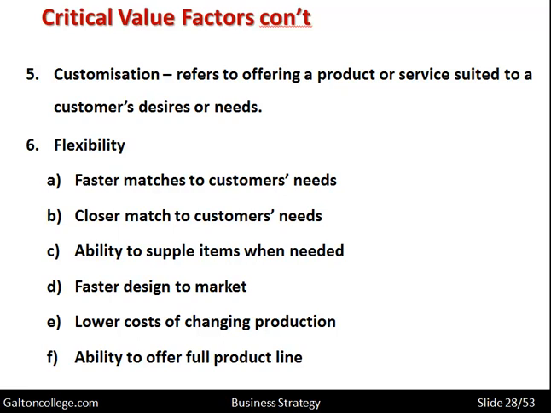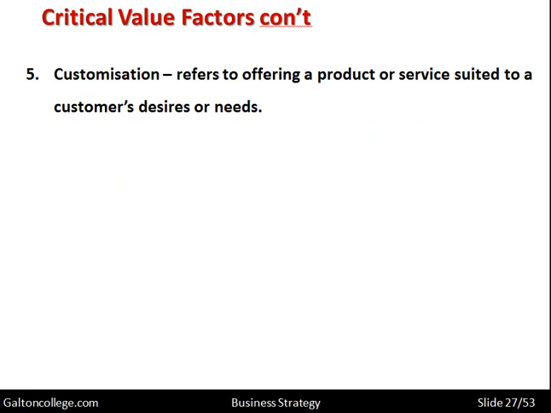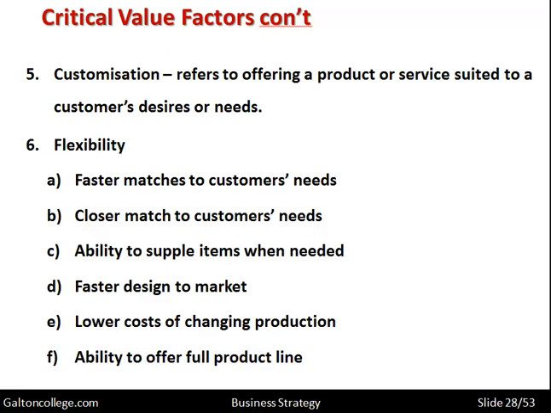So we've got 6 points here. We have the 4 points I mentioned earlier in terms of quality. Now we've got customization and flexibility. And these are critical value factors. These are important factors for the business. And when looking at strategy, trying to achieve these factors is important.